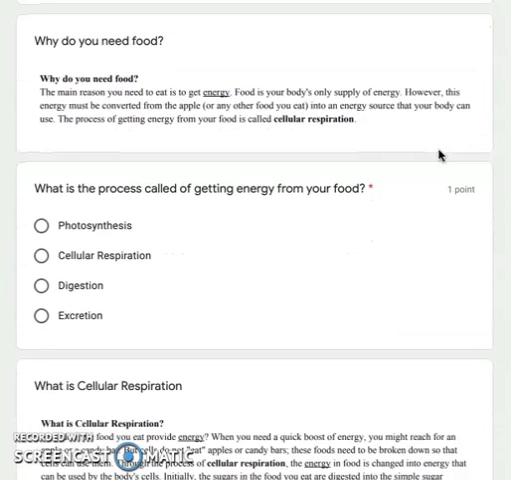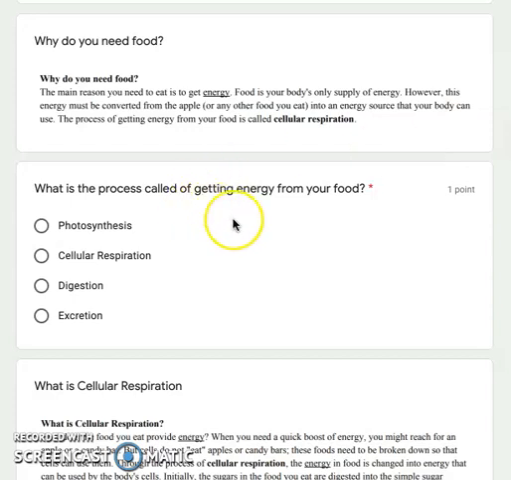All right, so moving on. Why do you need food? So the main reason you need to eat is to get energy. Food is your body's only source of energy. However, this energy must be converted from an apple or any other food you eat into an energy source that your body can use. The process of getting energy from your food is called cellular respiration.